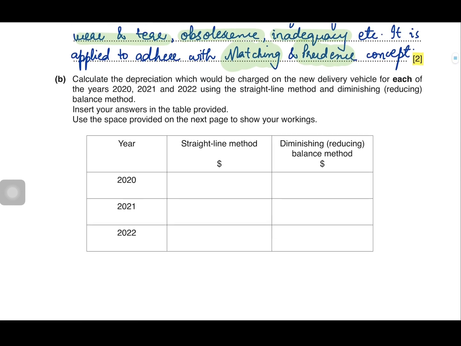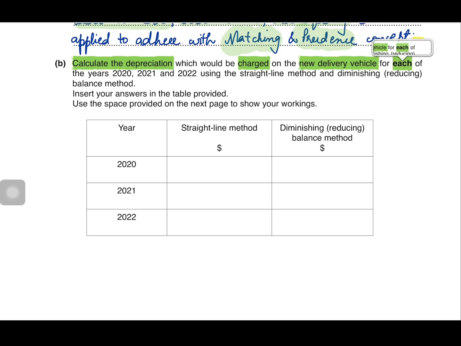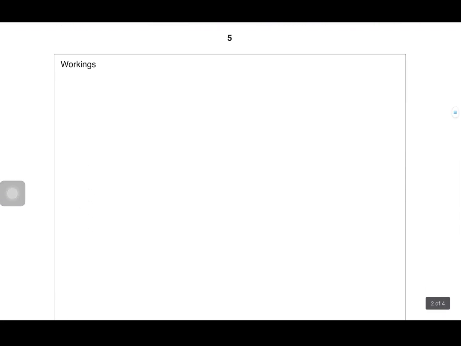Right. Now let's move to part B. Part B says calculate the depreciation which would be charged on the new delivery vehicle for each of the years 2020, 2021 and 2022, using straight line method as well as the diminishing or reducing balance method. We are told to insert our answers in the table provided for these 3 years, and use the space provided on the next page to show your working. So we have the working area over here.